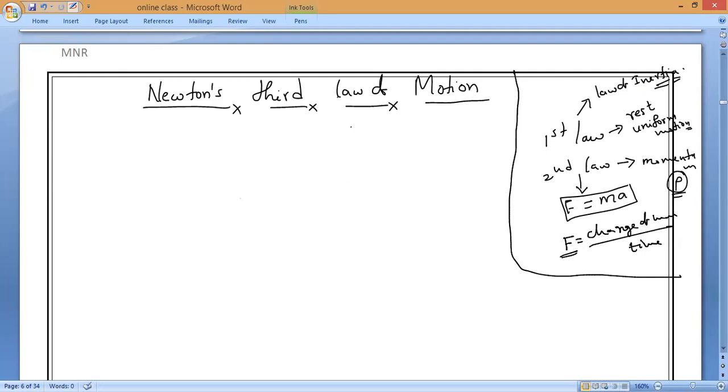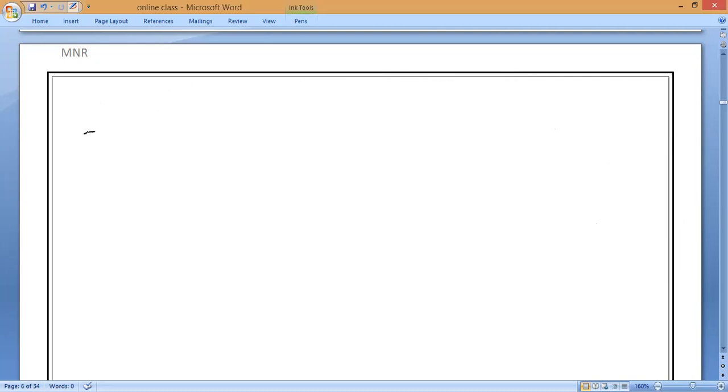Today's class we are going to study the last law of Newton, that is Newton's third law of motion, which describes the motion of a moving body. First of all, I am going to directly state Newton's third law of motion. For every action, there is an equal and opposite reaction. Please, all of you write it. That is called Newton's third law.